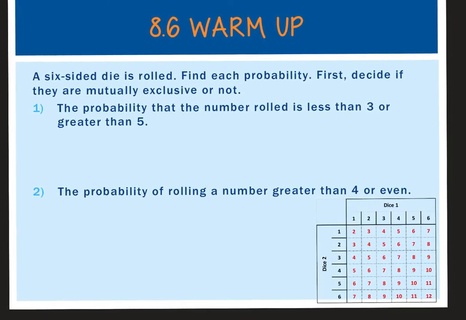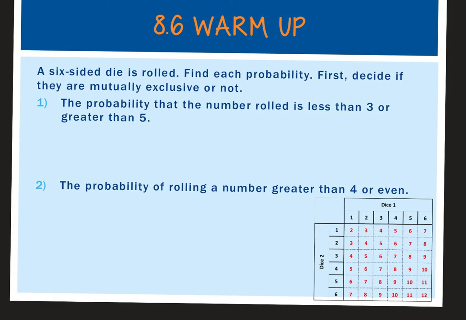Right? It says a six-sided die is rolled. Find each probability first, decide if they're mutually exclusive or not, and then find the probability that the number rolled is less than 3 or greater than 5. So these are just one die. You don't need that yet, okay? The first one says the probability that the number rolled is less than 3 or greater than 5.